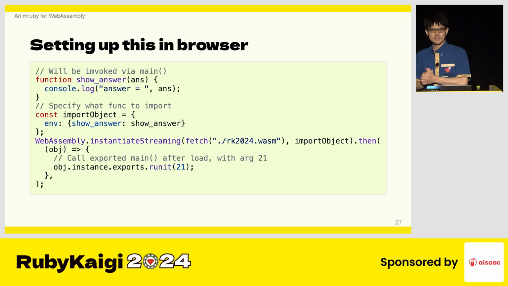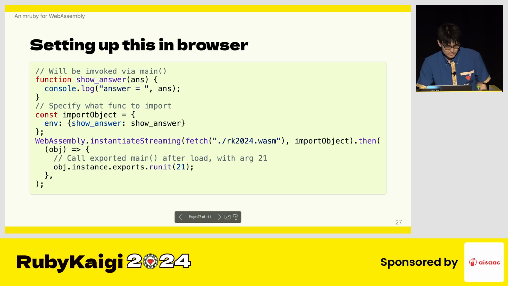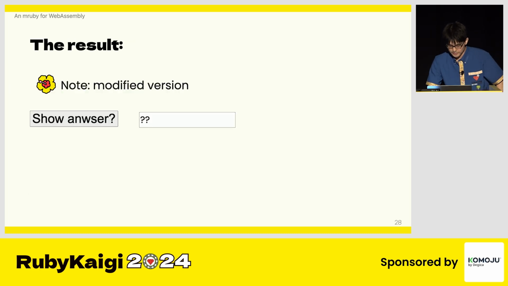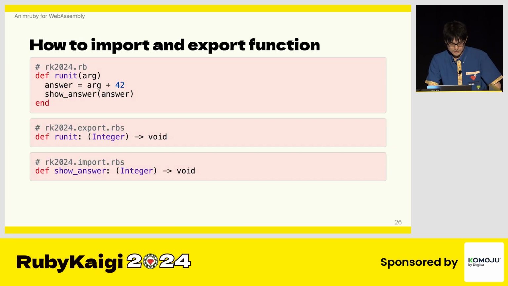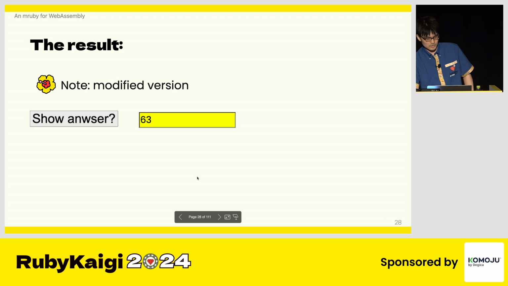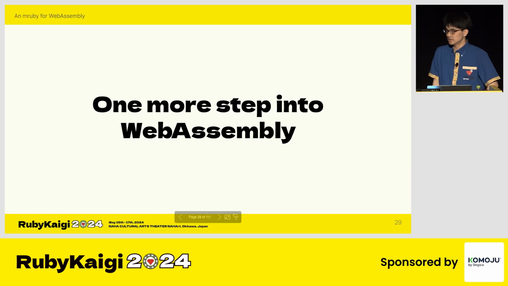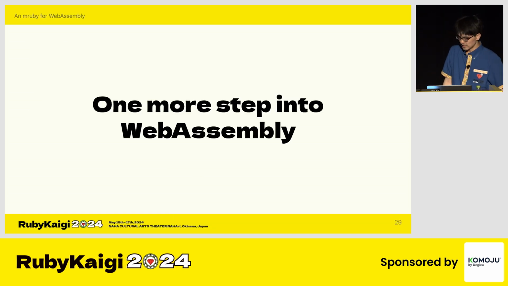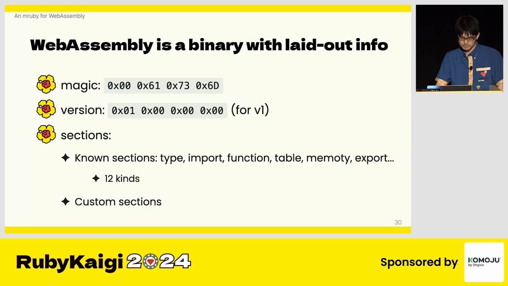Then after compiling a WASM file, you can use this in a browser using an import object. The result is maybe 21 plus 42, and it shows 63. All right. This is the basics of WebAssembly. Let's go one more step.